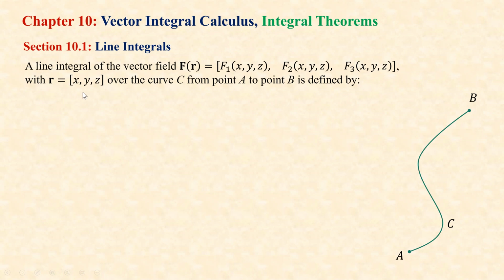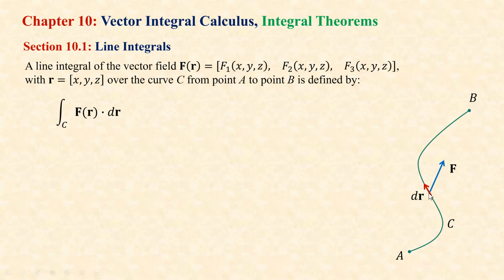And R is the position vector. The line integral of this F over the curve C from point A to point B is defined by this expression, integral over C of F as a function of R dot dr. And what this means is that we break the path into very small pieces dr, moving along the path.